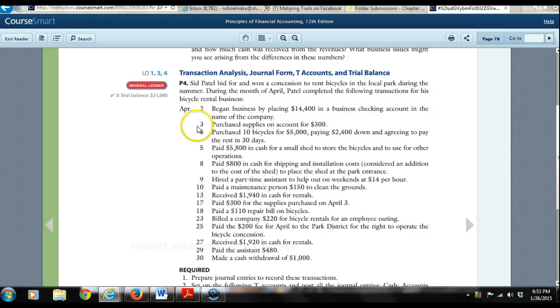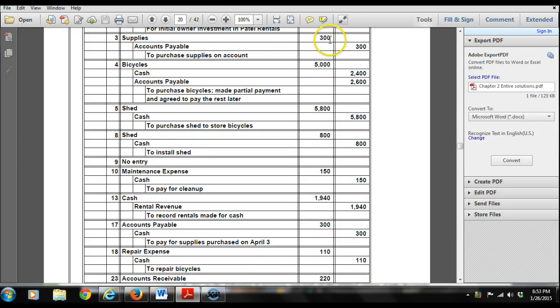If you look at April 3rd, we've already shown the supplies in the account, but we show we owed money on the account. So if we go back and look at this journal entry, we showed our supplies increasing, but we also showed we had a liability here, a credit to accounts payable for $300. So if we paid that bill, we're going to see here on April 17th, we are going to debit accounts payable for $300, and we're crediting cash for $300. Both of these accounts are going down.